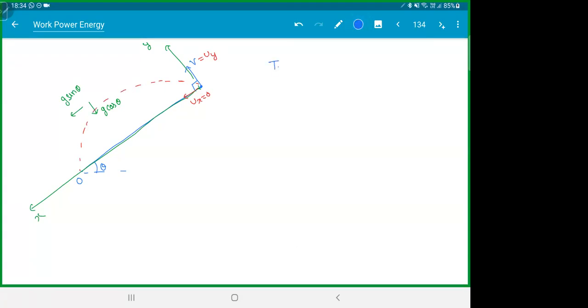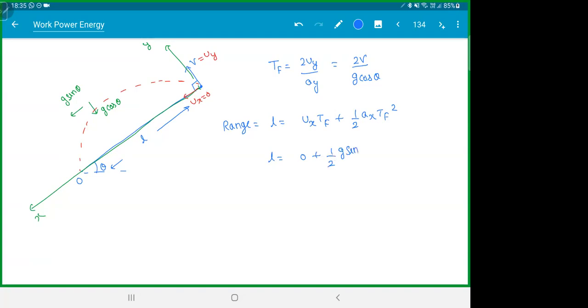What is the formula for time of flight? Time of flight is 2u vertical by a vertical. In this case, uy is v and ay is g cos theta. And this L here is your range, which is ux into time of flight plus half ax into time of flight square. But I know ux is 0. There's no horizontal component. Half ax will be g sine theta and time of flight square will be 2v by g cos theta whole square.